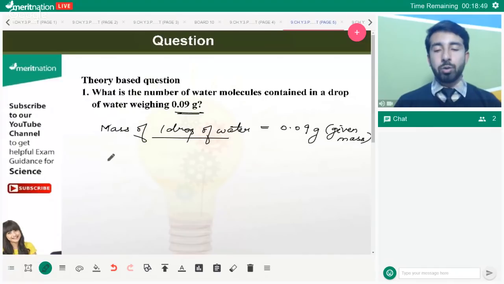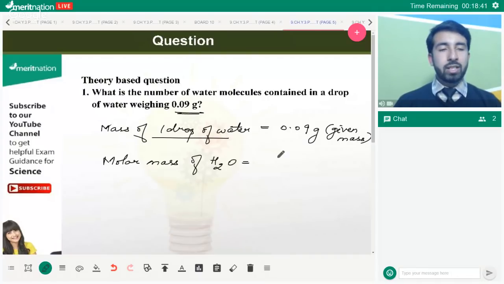Now we all know that the molar mass of water is what? What is the molar mass of water? Very good. That's the correct answer. Exactly. It's 18 gram per mole. So the molar mass of water is 18 gram per mole.